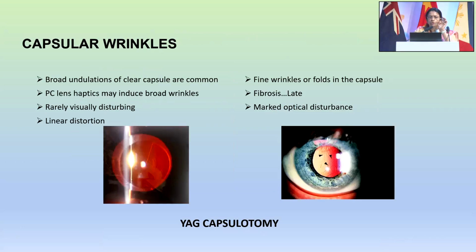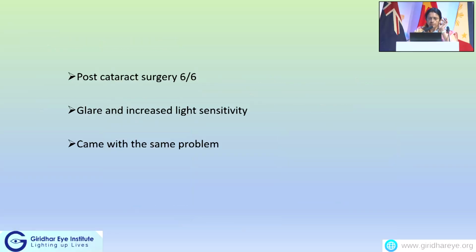Now, the capsular folds or wrinkles are mainly of two types. The first type is the broad undulations of clear capsule, which are common in the early postoperative period before the capsule tenses. A posterior chamber intraocular lens can also induce broad wrinkles along the axis of the haptic, but they rarely produce any visual disturbances. However, some patients can complain of linear distortion. In contrast, fine wrinkles due to capsular fibrosis occur late in the postoperative period and produce marked optical disturbances. And visual disturbance due to either early or late capsular folds or wrinkles can be treated with capsulotomy.